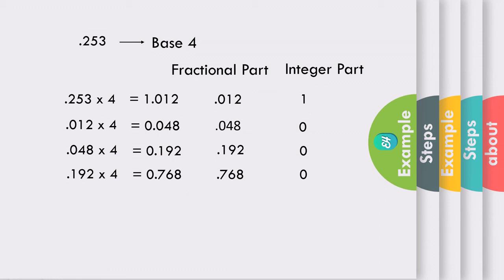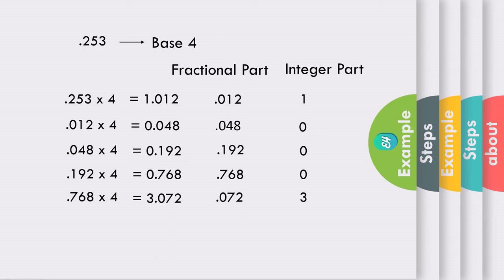Since I am getting the integer part as 0 again and again, I will repeat it one more time to see if now I am getting 0 or some other value. So 0.768 into 4 is equal to 3.072. 0.072 is the fractional part and the integer part is 3. Let us stop now. We can repeat it a few more times if that is what your system demands.